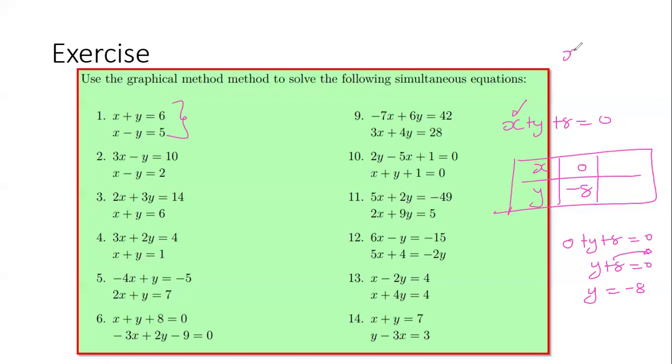Alternatively, you can first arrange your equation very well and say, let me first remove this 8 and say x plus y is equal to negative 8. And then the second becomes negative 3x plus 2y is equal to 9. So you can first remove the digits and take them the other side. Hope Samsung, we are together on that.